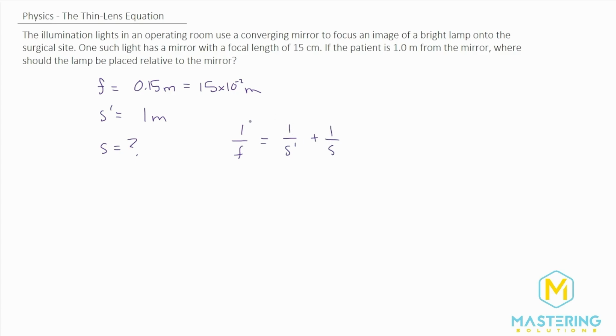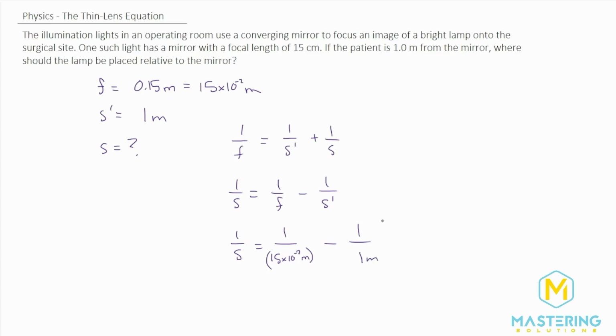So let's subtract 1 over the image distance. So 1 over the object distance is equal to 1 over the focal length minus 1 over the image distance. And so we have 1 over the object distance is equal to 1 over the focal length, which we said was 15 times 10 to the negative 2 meters, and that was positive, minus 1 over the image distance, which in this case was 1 meter.